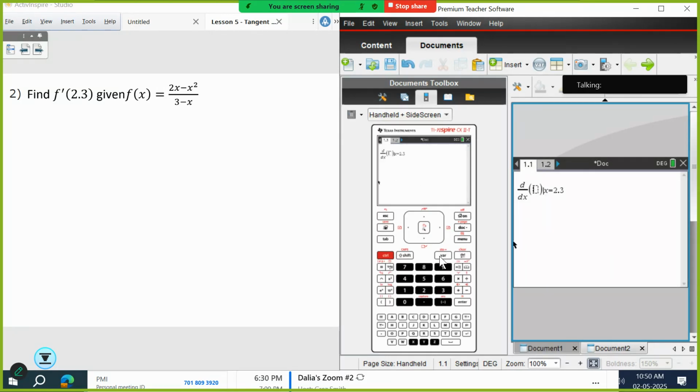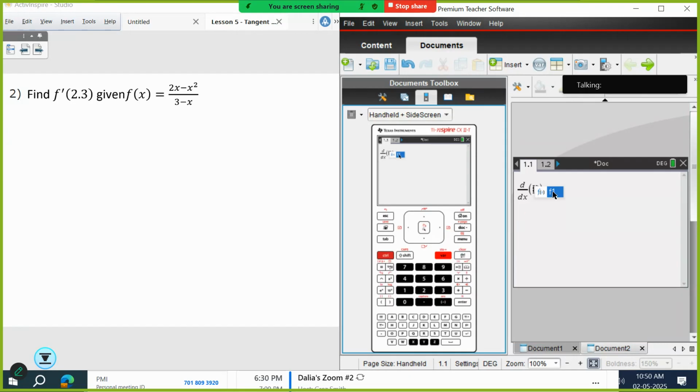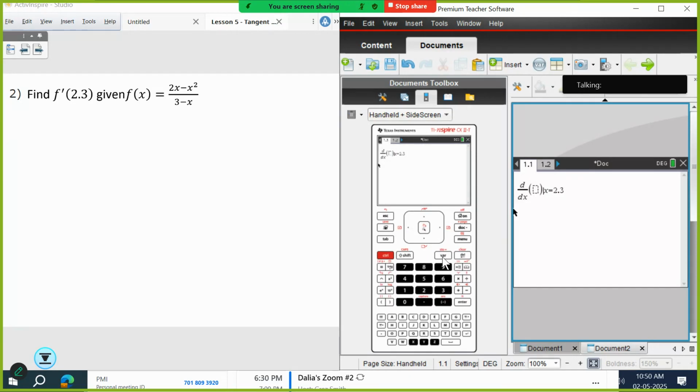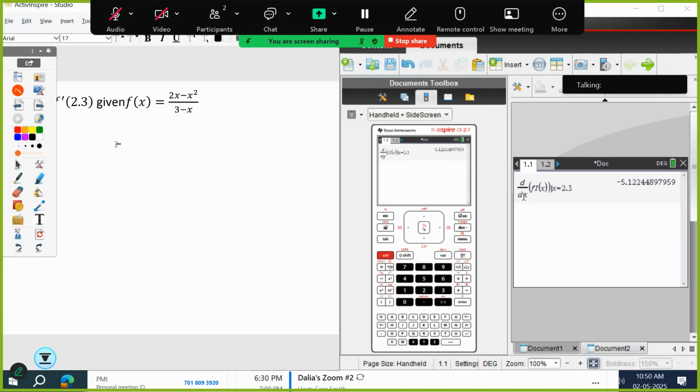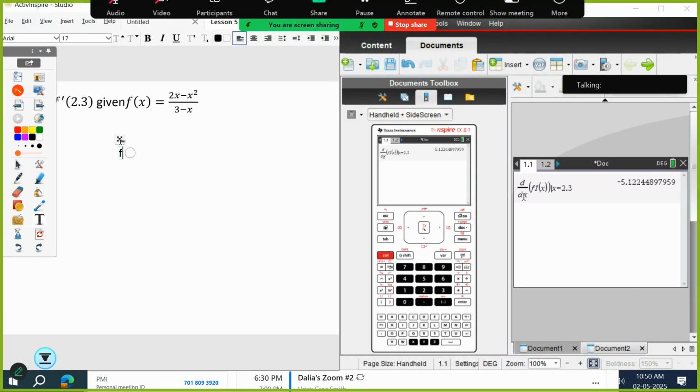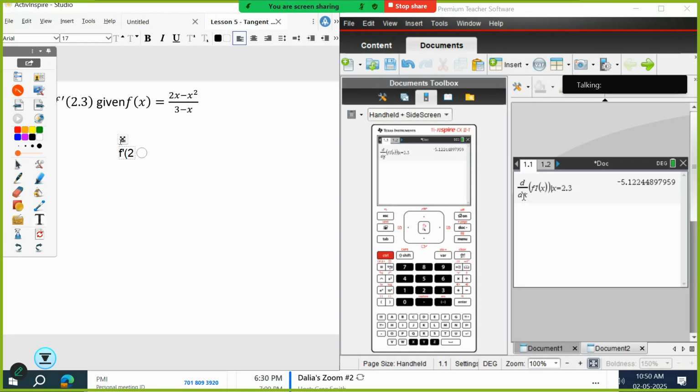And then we insert the function by pressing the variables button. We want f1 of x. So we put f1 and put it on the domain of x. So the variable is x and then the value is 2.3. And this gives us our answer. So f dash of 2.3 is equal to negative 5.12. Here is our answer.